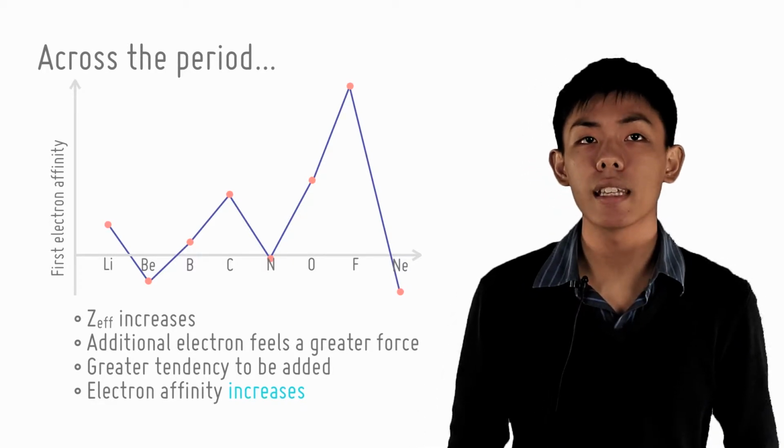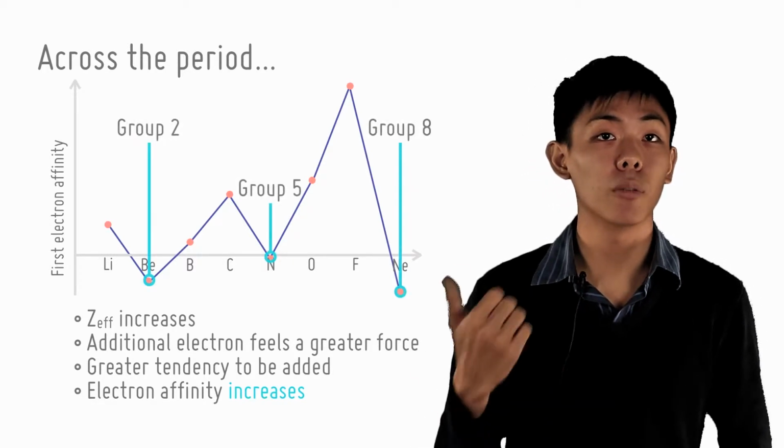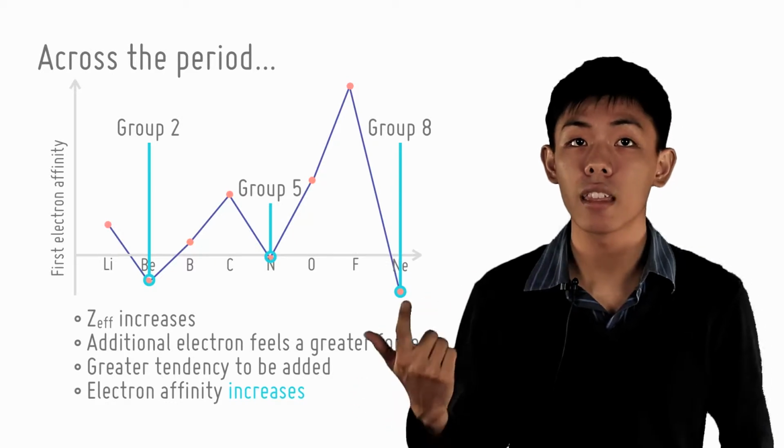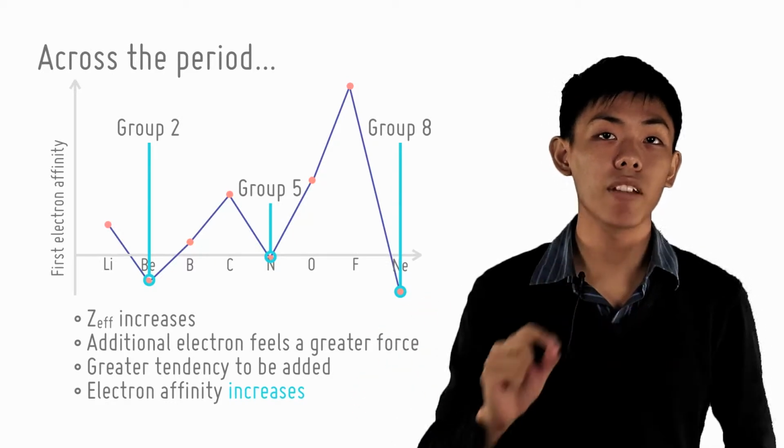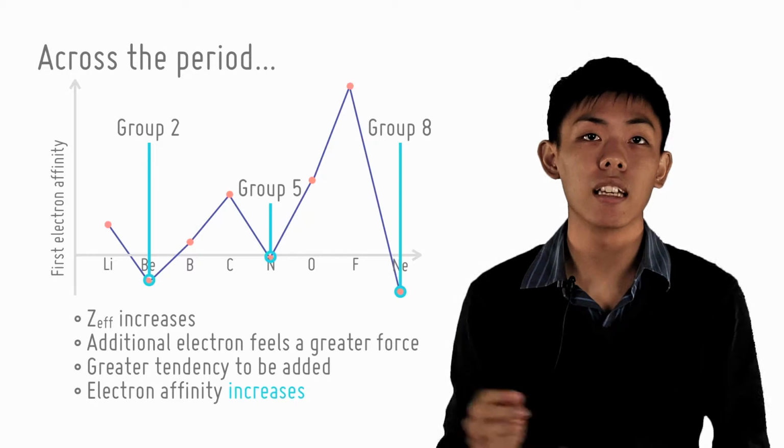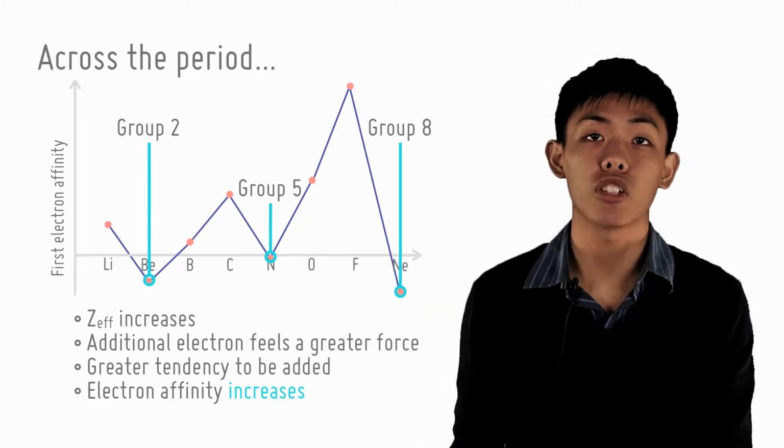Once again, we do see some deviations here. The first is at group 2, the second at group 5, and the third at group 8. At these three positions, the electron affinity is lower than it should be according to the trend.